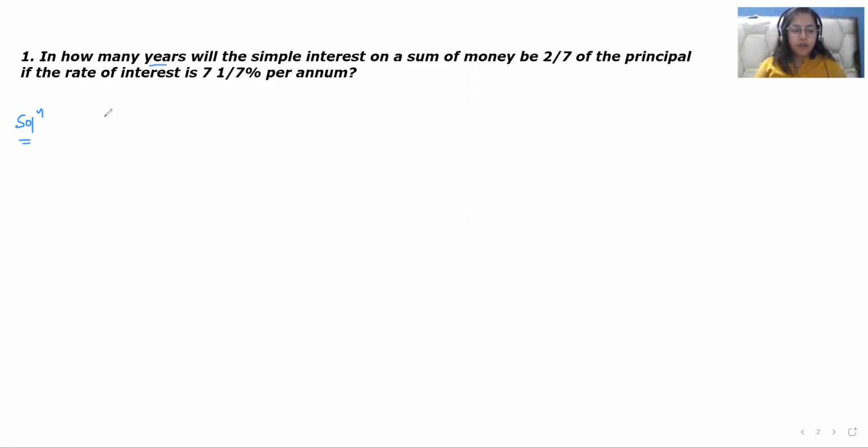So what is our formula for time? Time is 100 multiply interest over P multiply R. And what they have given us is that the simple interest on a sum of money is 2 by 7 of the principal. That is, interest is 2 by 7 of principal. We don't have the value of principal, so we'll take it as P. And they also gave the rate percent, that is 7 whole 1 over 7%, and we can write it as 50 over 7%.